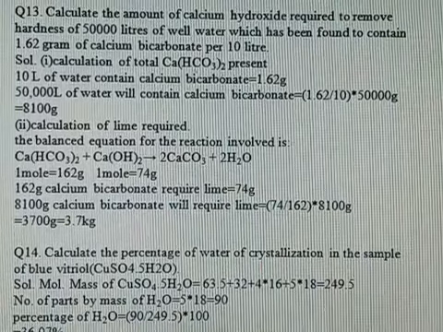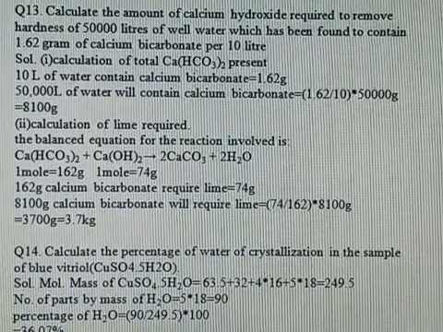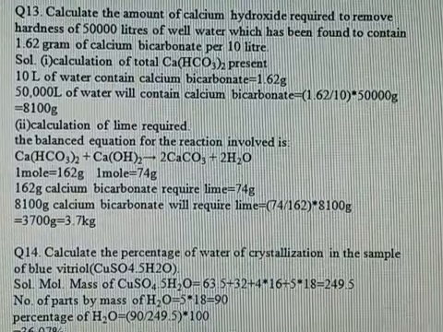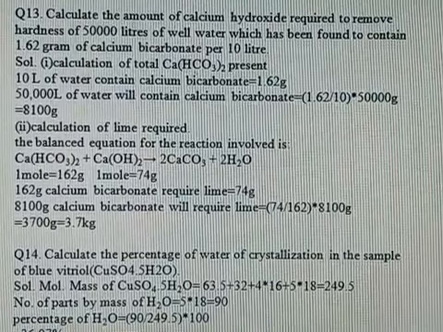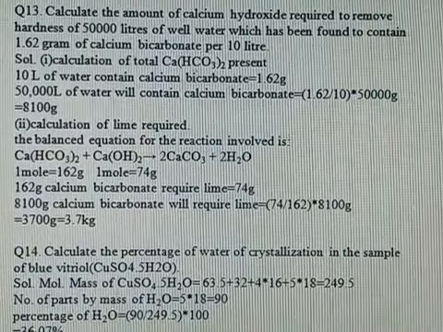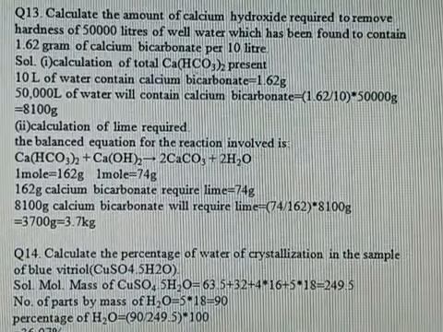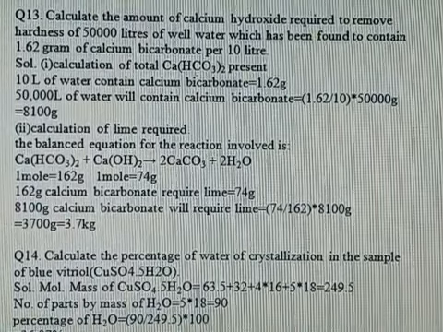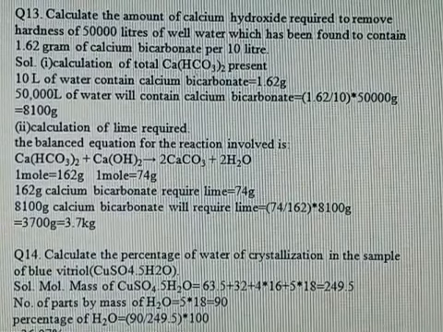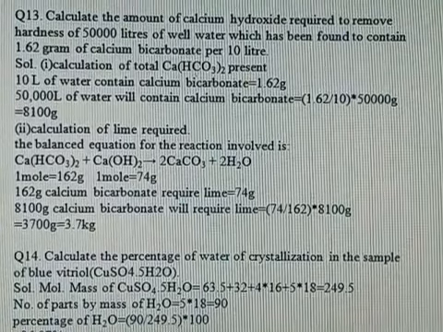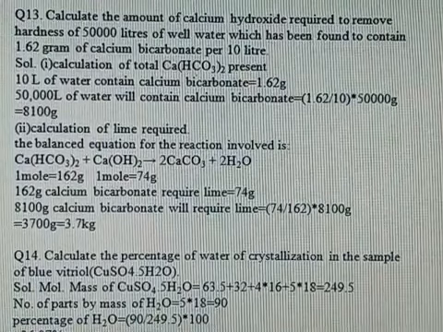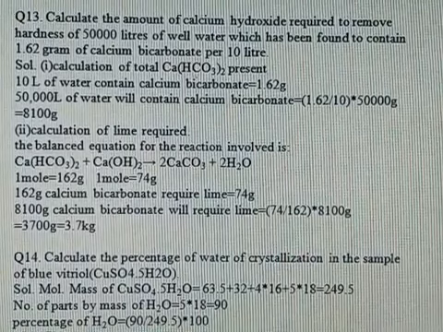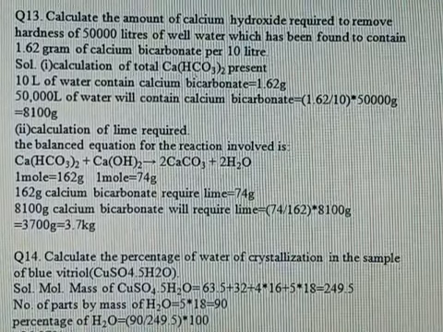Now in the second part we will calculate the lime which is required. First of all we will write the chemical equation: calcium bicarbonate will react with 1 mole of calcium hydroxide and it will give 2 moles of calcium carbonate and 2 moles of water. Here calcium bicarbonate is present in 1 mole, and 1 mole is equal to 162 gram. You can simply calculate the molar mass of calcium bicarbonate, which is equal to 162 gram. Again, 1 mole of calcium hydroxide is equal to 74 gram.